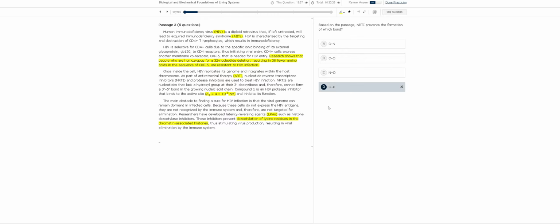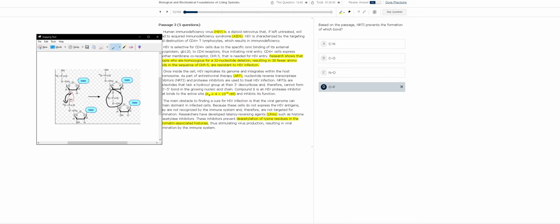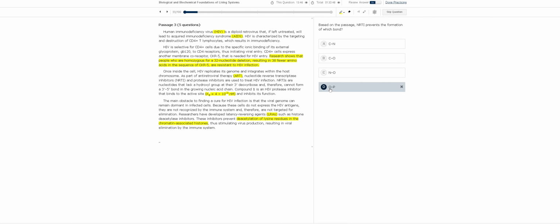If you didn't know how to solve this, you don't necessarily have to memorize the structure of the DNA. You just have to understand and be familiar that when these two molecules are going through mechanisms to form each other, it's going to be the oxygen and the phosphate group that are binding together. And so D is the correct answer.